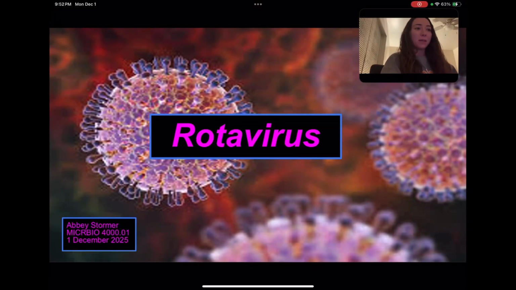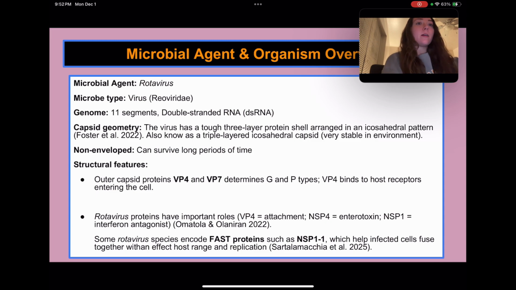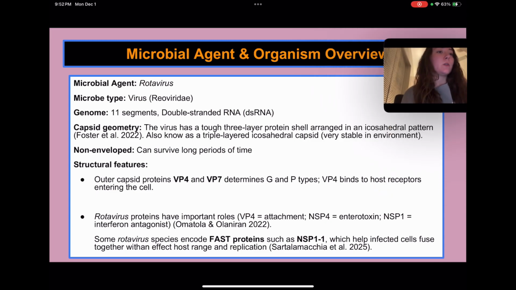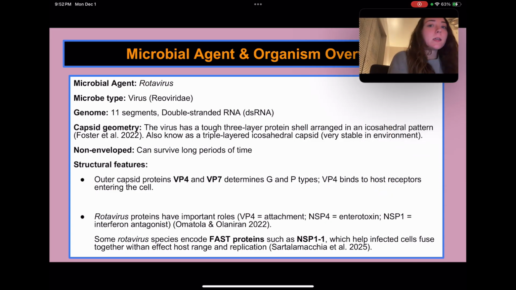My name is Abby, and for this project, I chose rotavirus. The overview of this organism: the microtype is virus, hence the name rotavirus.